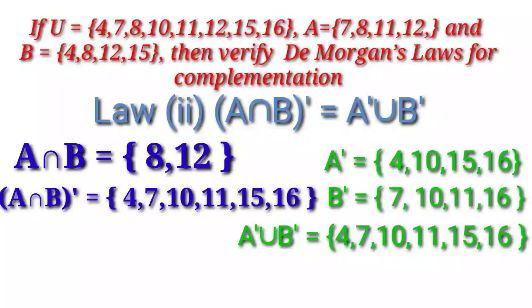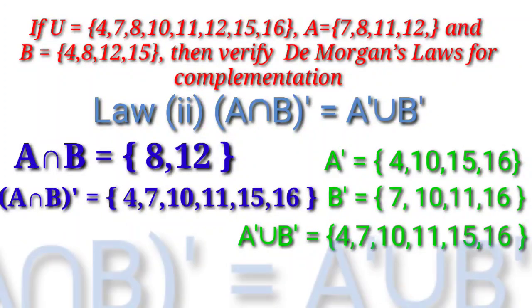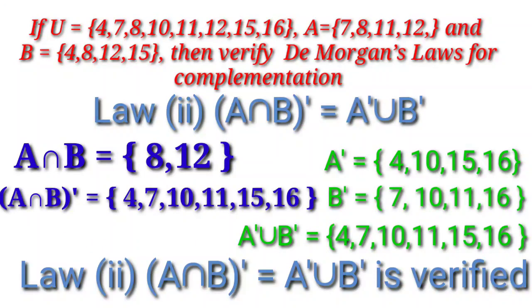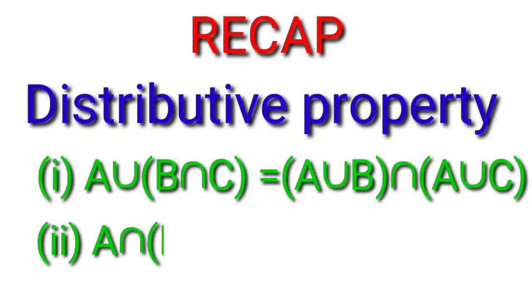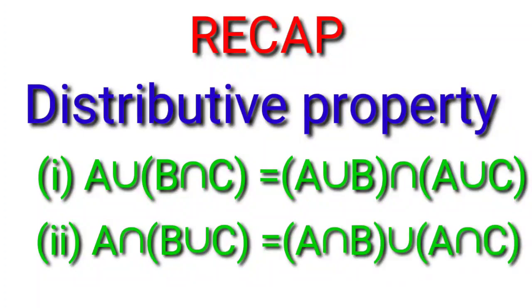Now if we observe the answers on the left hand side and right hand side, they are equal. Hence we arrive at the verification that A intersection B whole dash is equal to A dash union B dash. Now we recap what we studied in today's class. First one is the distributive property. In that, the first property is A union B intersection C is equal to A union B intersection A union C. The second property is A intersection B union C is equal to A intersection B union A intersection C.